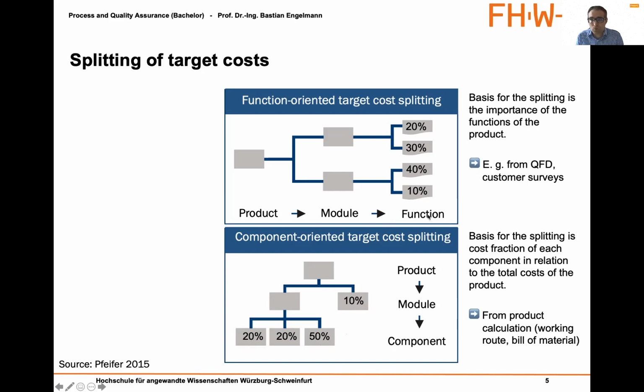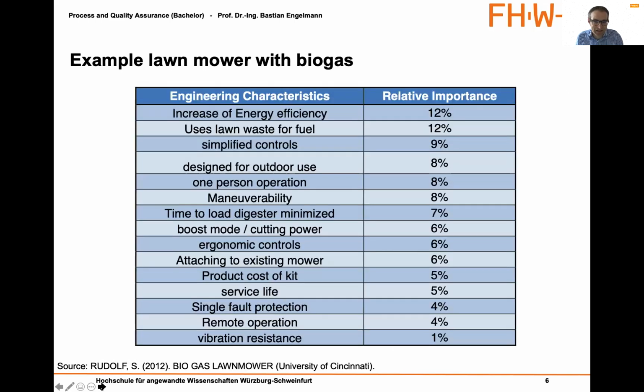For the function, what we could do is ask our customer how important the function is for the customer. For example, on a lawnmower, I don't know, but I have from a thesis of University of Cincinnati, there was a work about the importance of engineering functions on a lawnmower with biogas. And you see here, energy efficiency has the highest importance and vibration resistance only 1%.